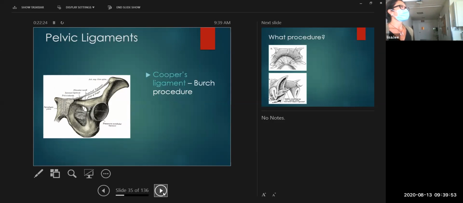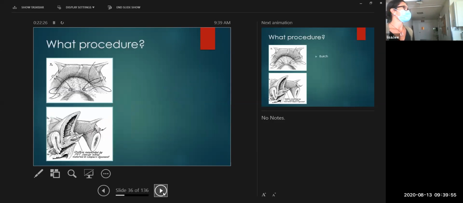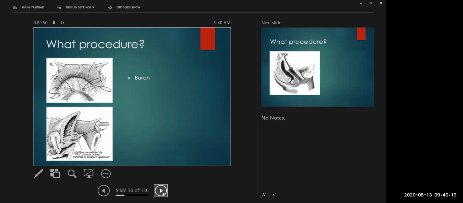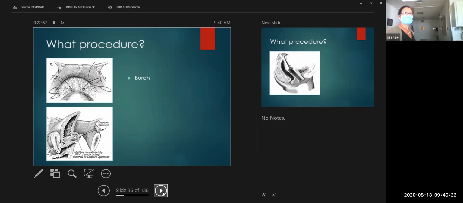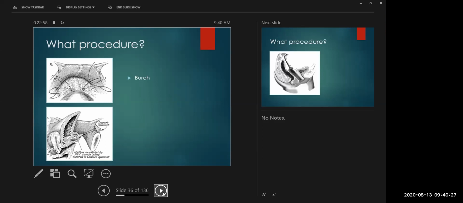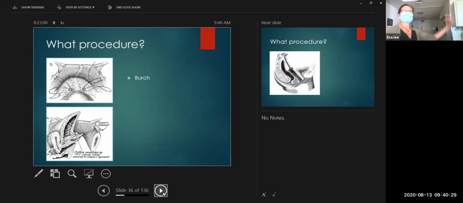So which one is this? You can shout it out. I'll give you a hint. It says on the bottom, it's sutured to Cooper's ligament. Burch, right? Yeah, Cooper's ligament. Do you guys do those still? No? Okay. Domingo just did one. You did just do a Burch, right? In July. We still do it because it's an open procedure. You have to do open.